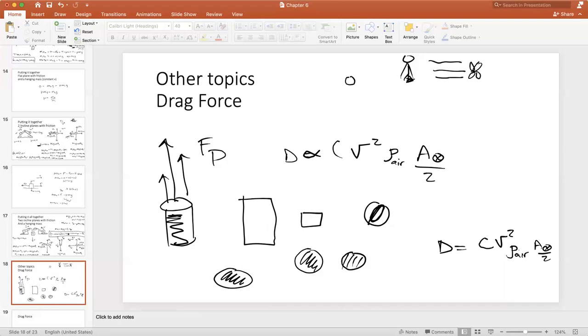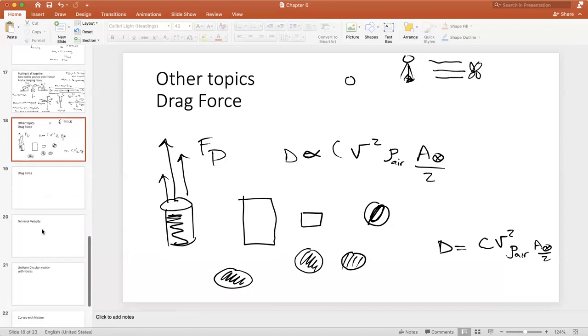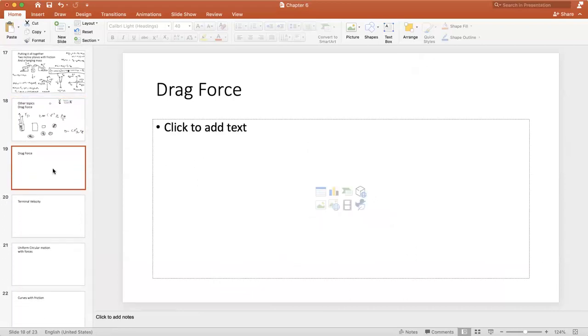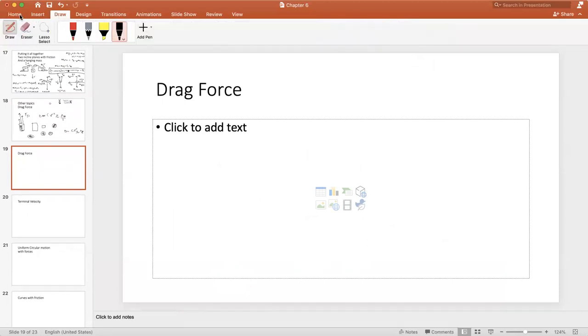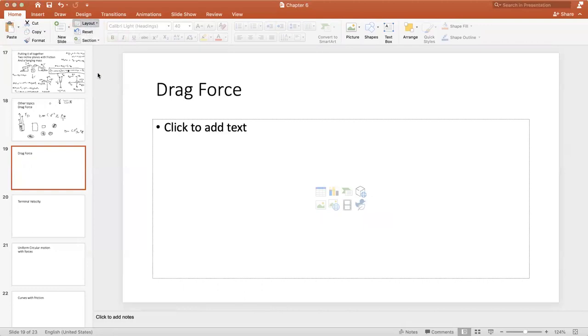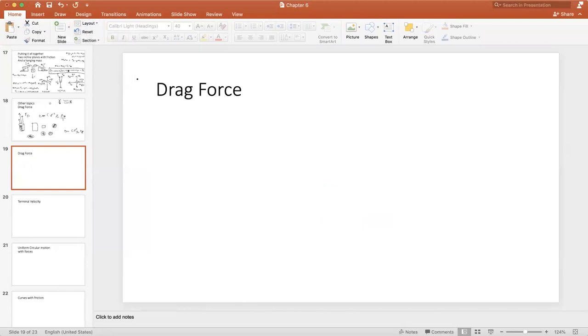And so coefficients are either found because you know everything else, or they're looked up in a table. Your book has some terminal air speeds, so if you knew the cross-sectional area, maybe you could figure things out. We're going to talk about the one example that you almost always think of, and that is a skydiver.